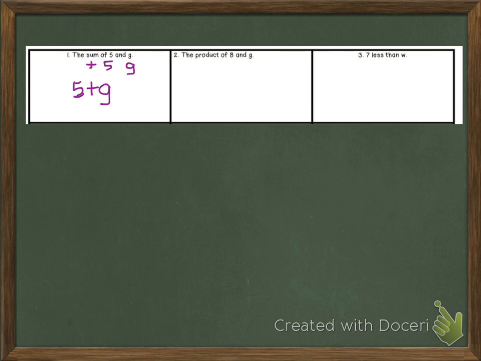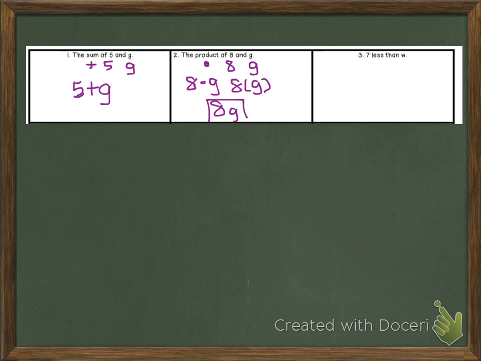So number 2 is product. Product means to multiply, and we're multiplying 8 and G. So I could write 8 dot G. I could write 8 parentheses G, and I could write just 8G. Remember, the order doesn't matter for that, but like I said, this is the preferred way.